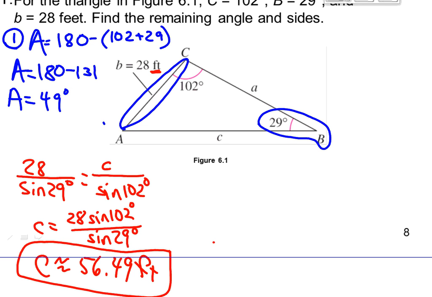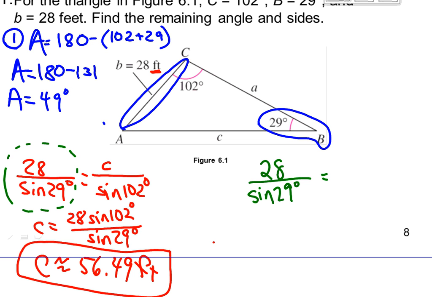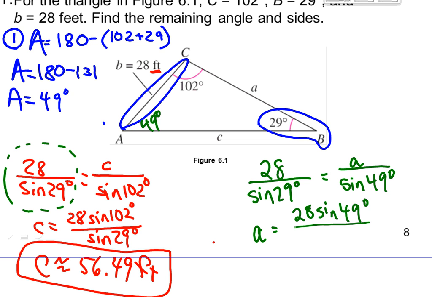So once I have that pair of things that matches, then I can keep using that 28 over the sine 29 degrees. And in this case, I am going to use that 49 degrees, especially that arithmetic problem. I'm pretty confident in that. And so it's going to equal A over sine 49 degrees. So A is equal to 28 sine 49 degrees over sine 29 degrees.